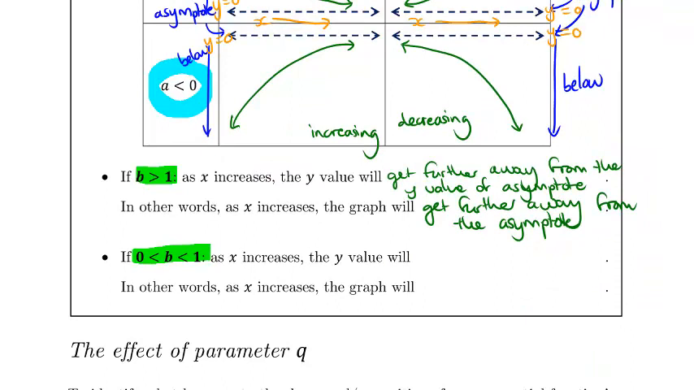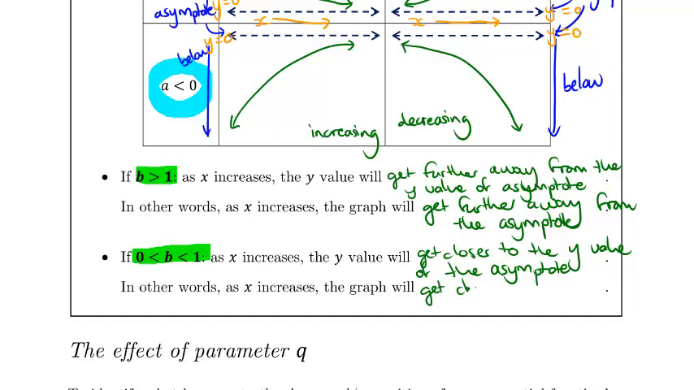Let's write that conclusion down. If b is between 1 and 0, as x increases, the y value will get closer to the y value of the asymptote, guys. Whoa, Mr. Marie, where is the letter G in asymptote? In other words, as x increases, the graph will get closer to, whoopsie, Mr. Marie, once again, you're trying to mix up words there, to the asymptote.